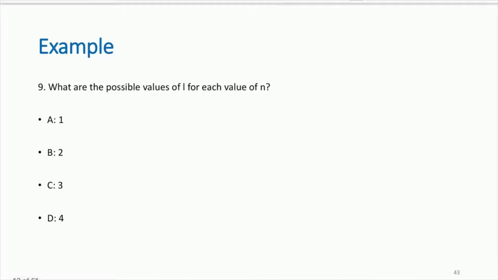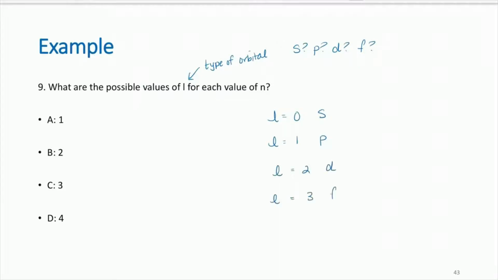What are possible values of l for each value of n? What is l? l tells me the type of orbital I have, meaning is it s, p, d, or f? l equals 0 gives me an s orbital. l equals 1 is p. l equals 2 is d. And l equals 3 is f.